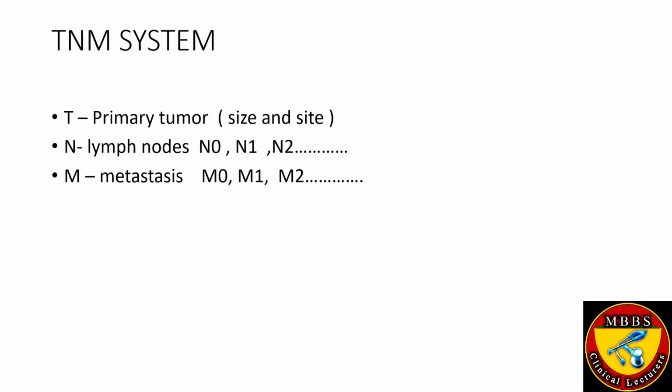N0 will show zero lymph node involvement, N1 means the first or one lymph node of the regional lymph nodes is involved, N2 means 2 lymph nodes are involved. M means metastasis. M0 means no other organs are involved, no metastasis is present. And M1 means that one organ is involved, or M2 means multiple, two organs are involved.